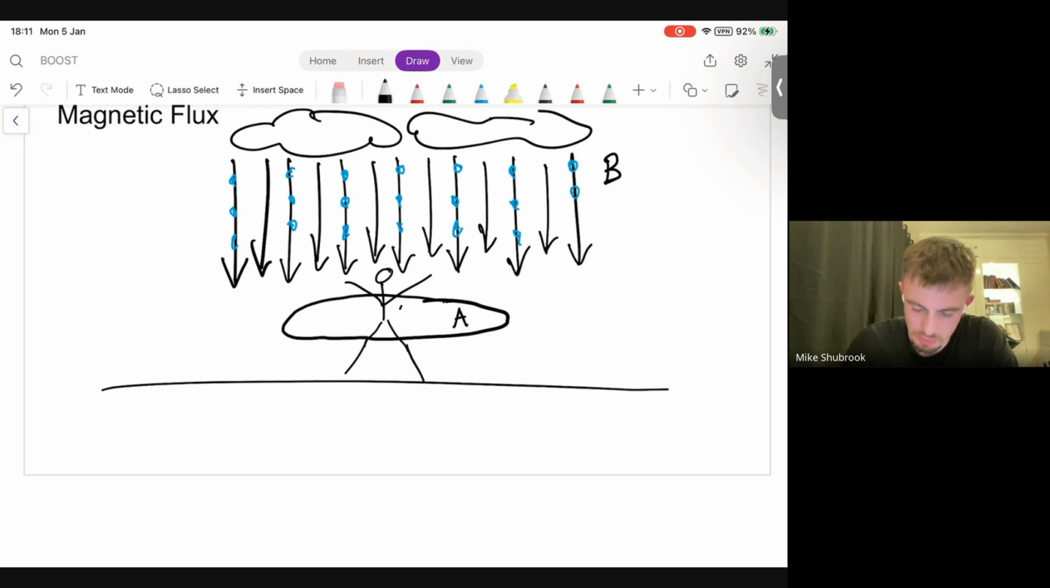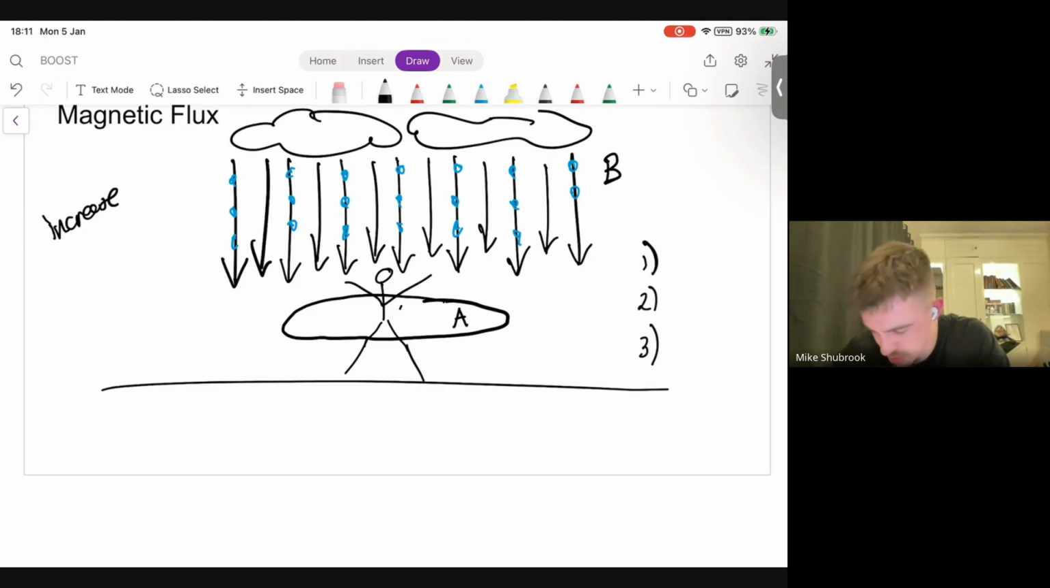So if we wanted to increase the amount of water droplets of rain that fall through this hoop, there's three things that we could do. Can anyone think of what these three things might be? Well, maybe not three things that we could do, but three things that could happen.